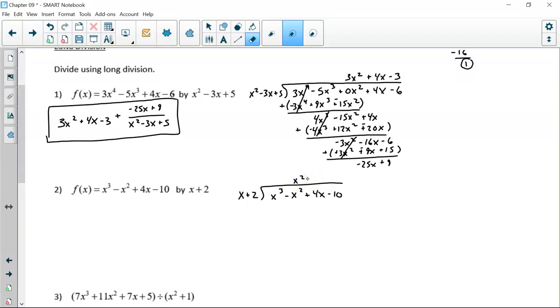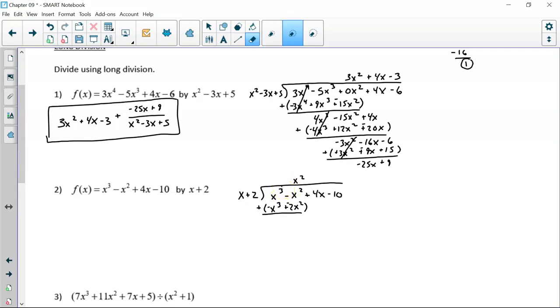I'm dividing by a binomial. I count over 2 places. You'll see the x squareds are on top of each other. Distribute the x squared. X squared times x is x cubed. X squared times 2 is plus 2x squared. With long division, we're subtracting. Change every single sign. Now we add up the columns.